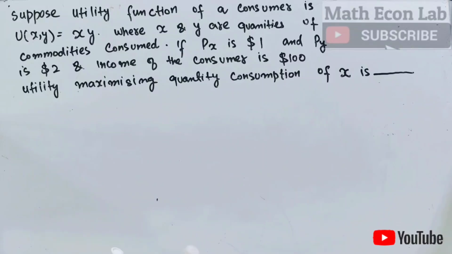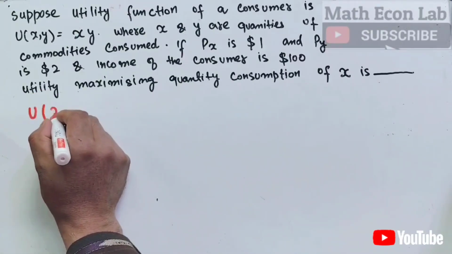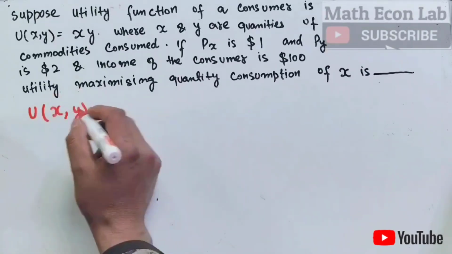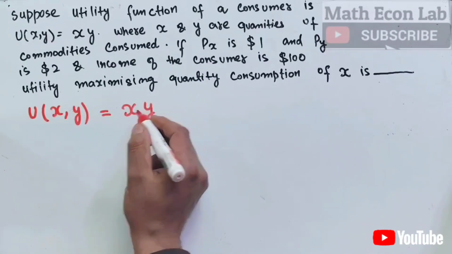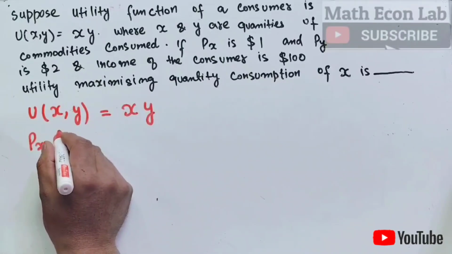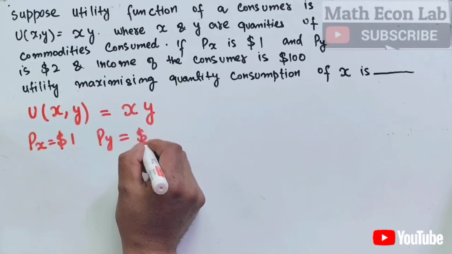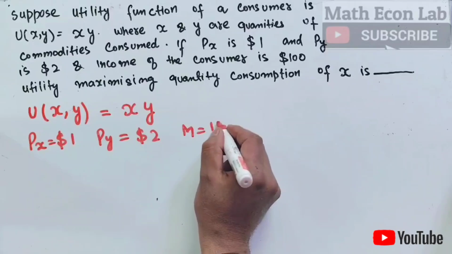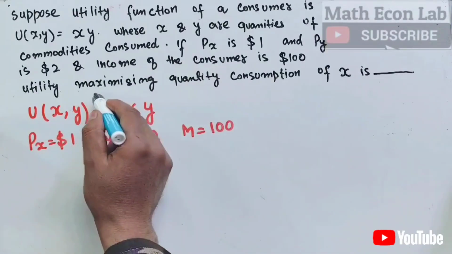Okay, so what we are being given here is the utility function, that is, utility is a function of two goods X and Y, which is related with the function X times Y. The price of good X is $1, the price of good Y is $2, that is being given also. The income of the consumer is $100. We need to find out the utility maximizing quantity.